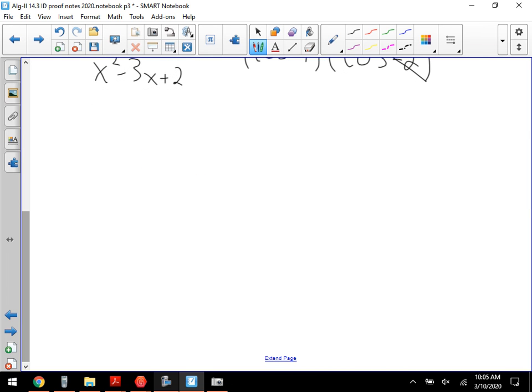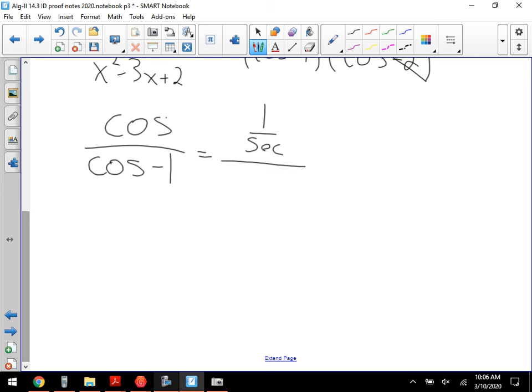Now, move this up. They want us to have this in terms of secants, I believe, right? So if they want us to get to secants, I have to figure out a way to rewrite cosines in terms of secants. Well, aren't cosine and secant reciprocals of one another? This is true. So my numerator can become 1 over secant. My denominator is 1 over secant minus 1.